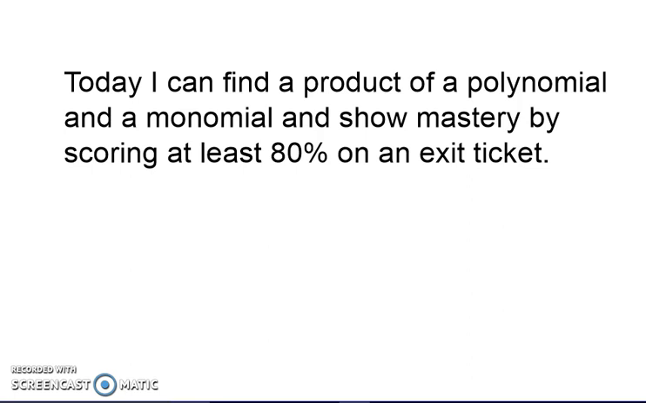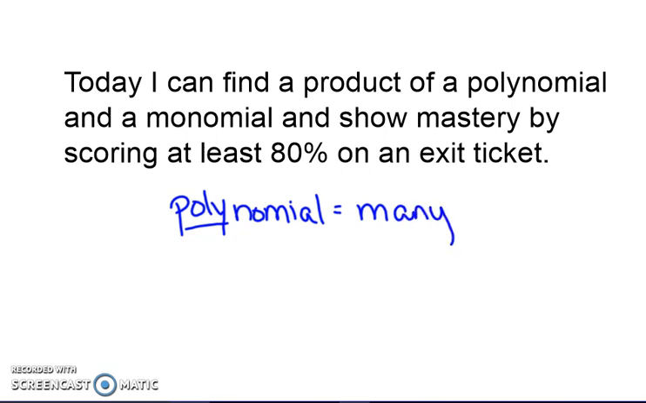Now, the key words that we need to keep in mind here. A polynomial, poly is your prefix, which means many. We can have many different terms. However, a monomial has the prefix mono, which means one. So we are taking a polynomial, which is however many terms, could be 2, 3, 4, 5, doesn't matter, times a monomial, which is one single term.